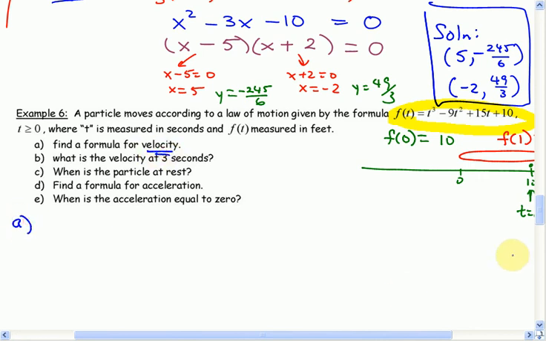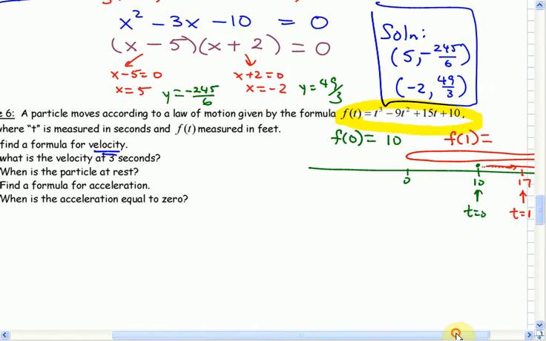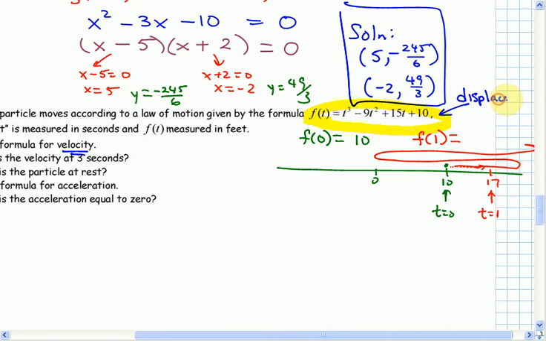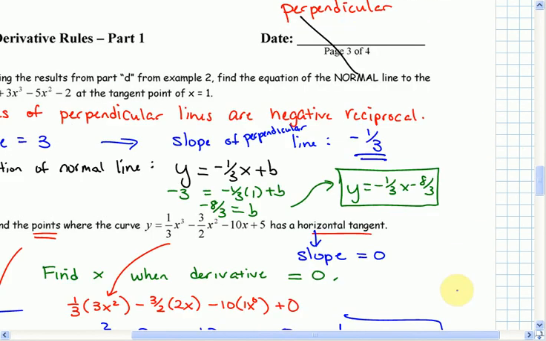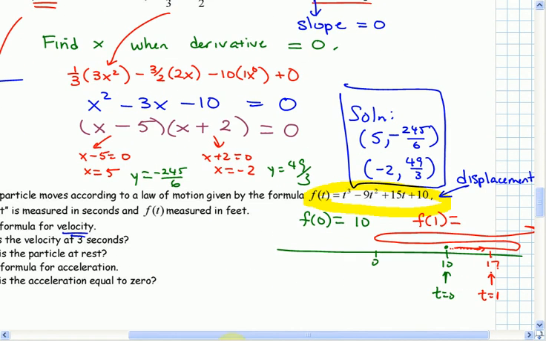So remember, this formula up here that I highlighted in yellow is like your distance or displacement? No, displacement, right, where you are. So this is your displacement, okay? Oh, right, your position. Sorry, position.